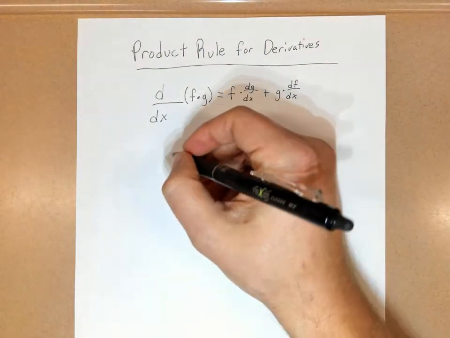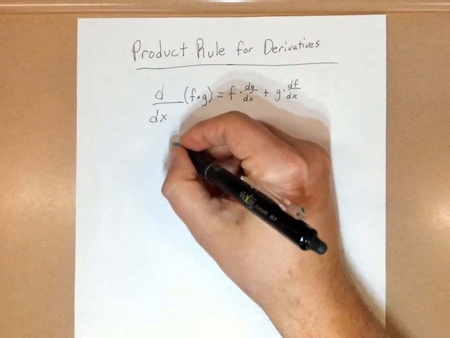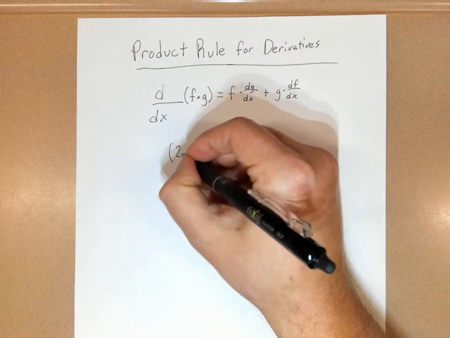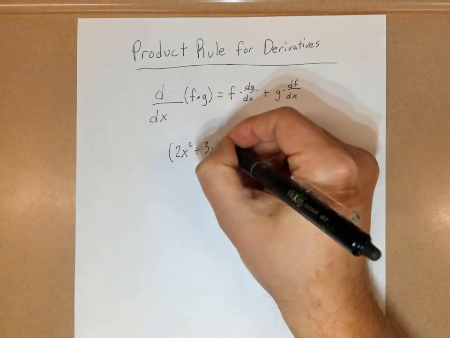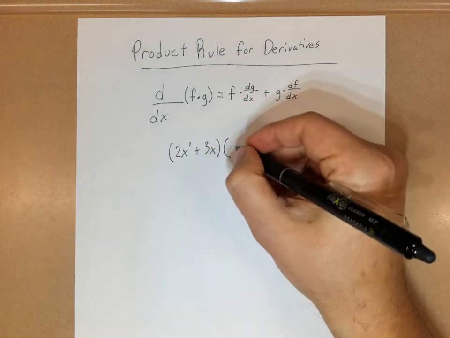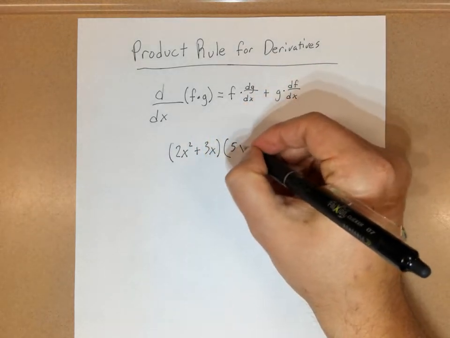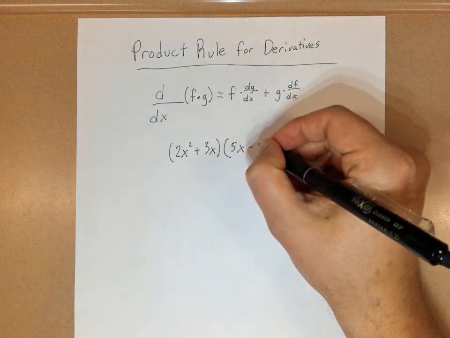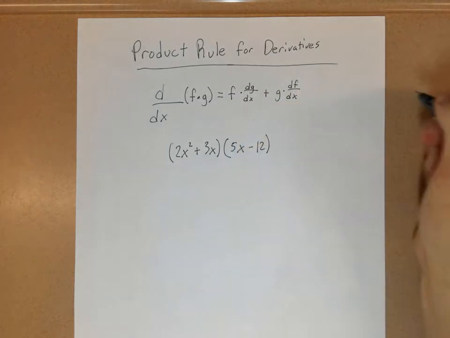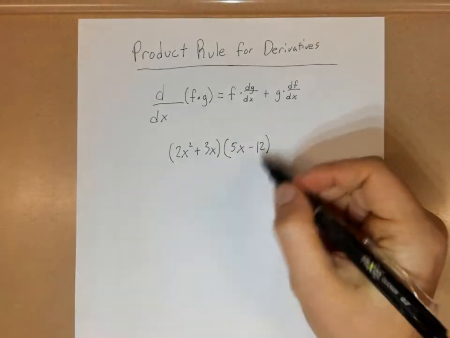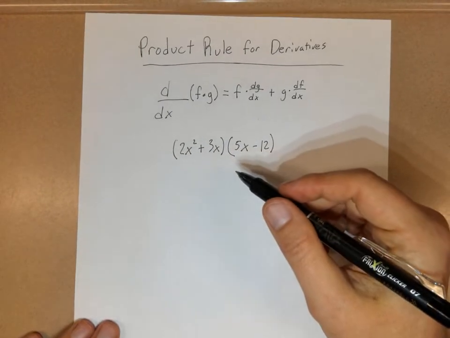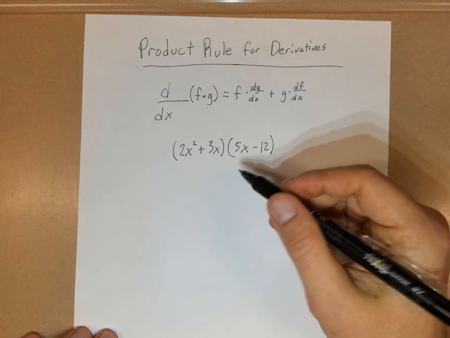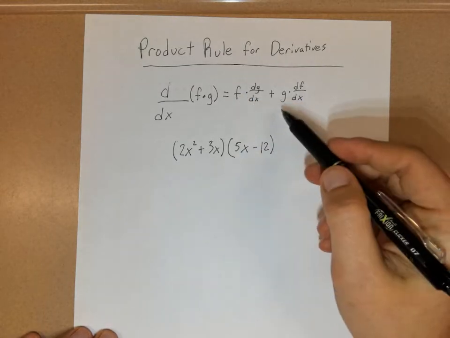So an example of something like this would be if I have, let's say, the function 2x squared plus 3x. Let's say that I'm multiplying that by 5x minus 12. You could go through and FOIL this all out and multiply everything out and combine like terms and all that jazz, but it might be easier just to apply the product rule.